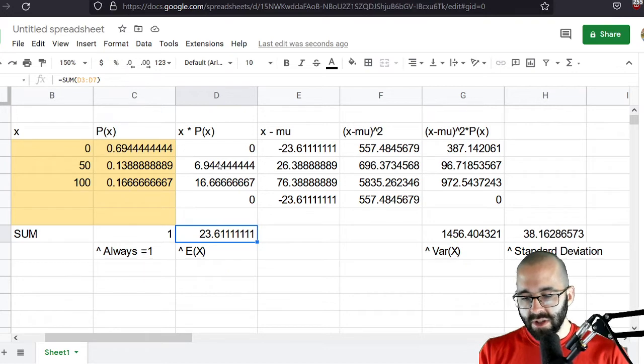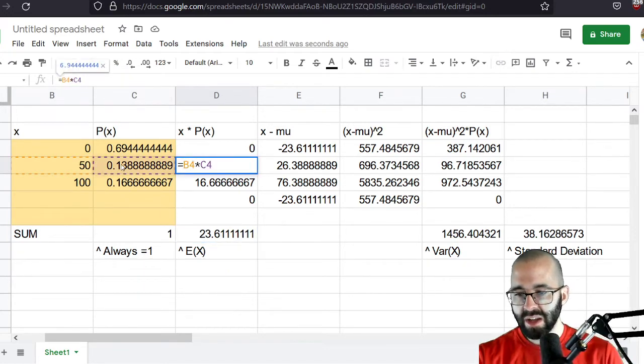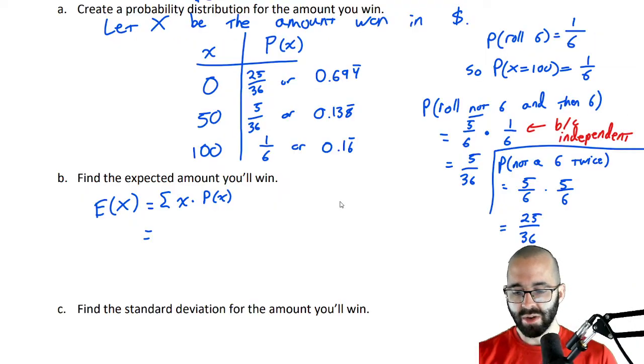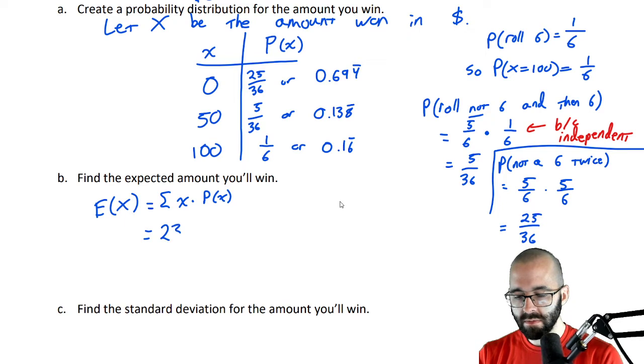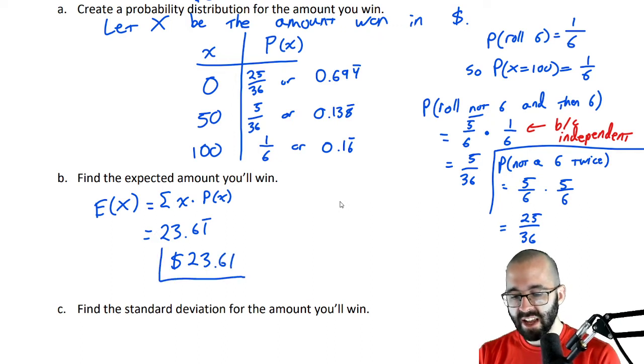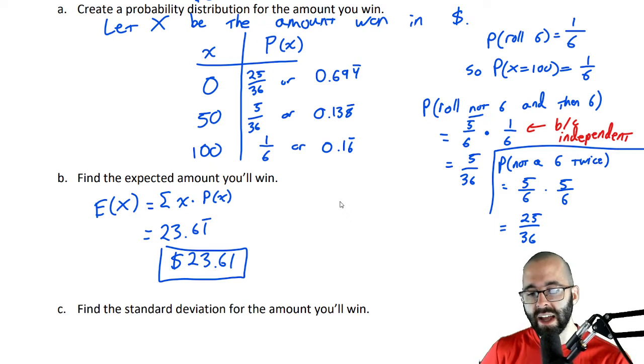So the average, again, we're just multiplying all the x's by their p of x's, good, and then adding them all up. The average is 23.61 repeating. So on average, we win $23.61. The units here are the same as the units for x, and x is the amount won in dollars.